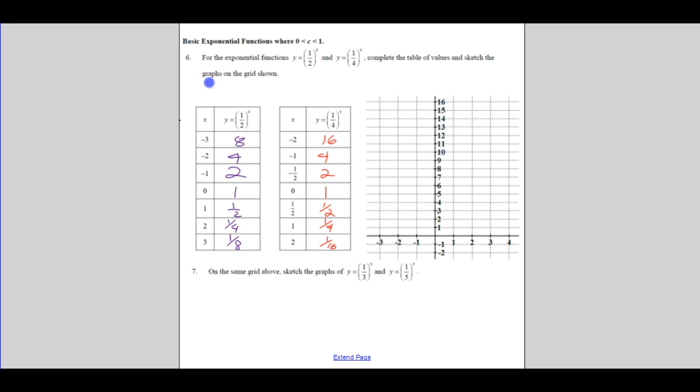And we want to sketch the graphs, right? So at -3, I have +8. At -2, I have +4. At -1, I have +2. And here I have 1, and then it starts getting smaller. We've got a half, and a quarter, and an eighth. That's y equals 1/2 to the x.